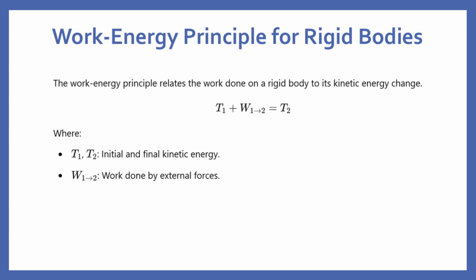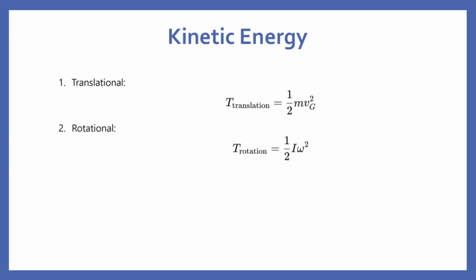This principle is particularly useful when we're more interested in the overall energy changes rather than the detailed motion at each instant. When dealing with rigid bodies, kinetic energy takes on two forms: translational and rotational. The total kinetic energy is the sum of half m v squared, translational, and half I omega squared, rotational.